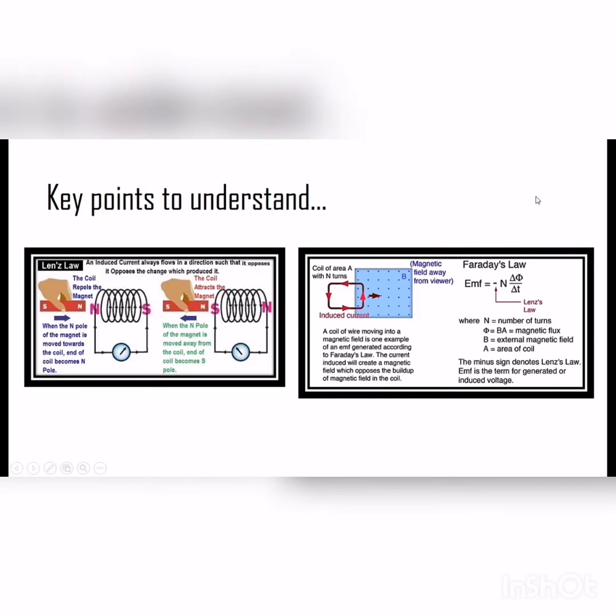Now, we have to understand Lenz's law and Faraday's law before advancing to the three equations. Basically, Lenz's law talks about how the end of a coil facing the magnet will produce the same pole as the end of the magnet that is exposed to it, because an induced current always flows in a direction such that it opposes the change which produces it.